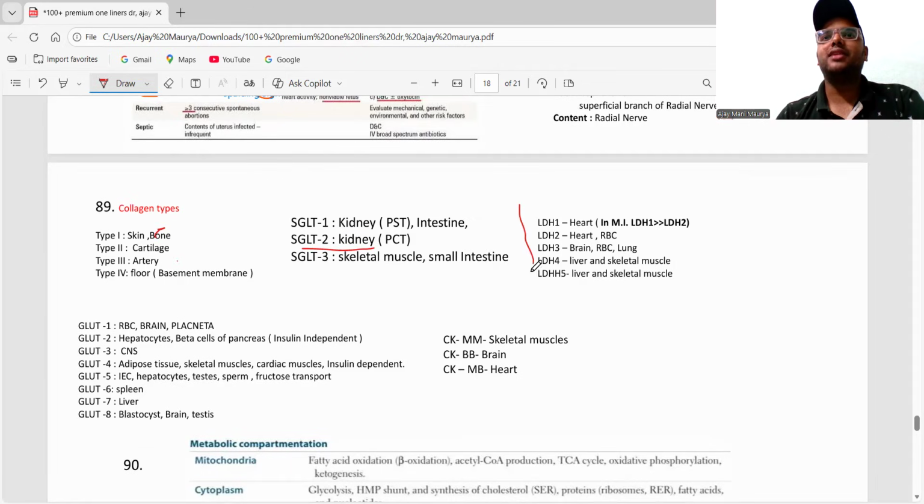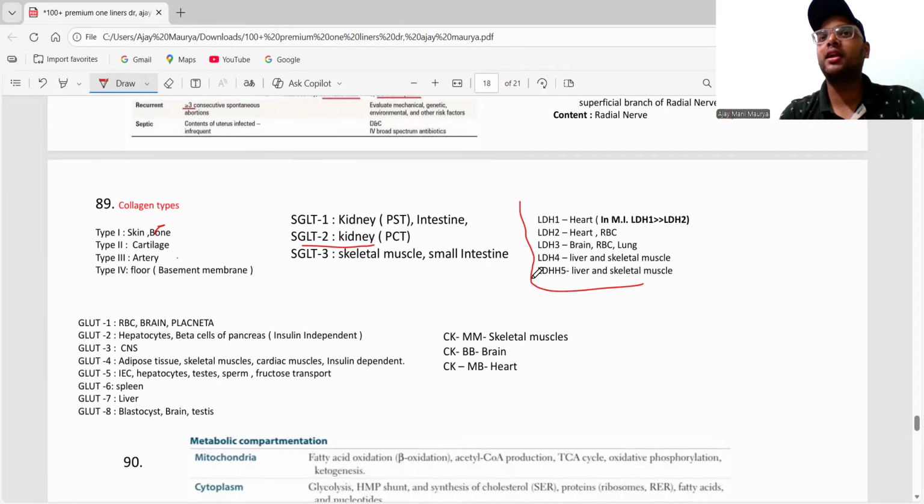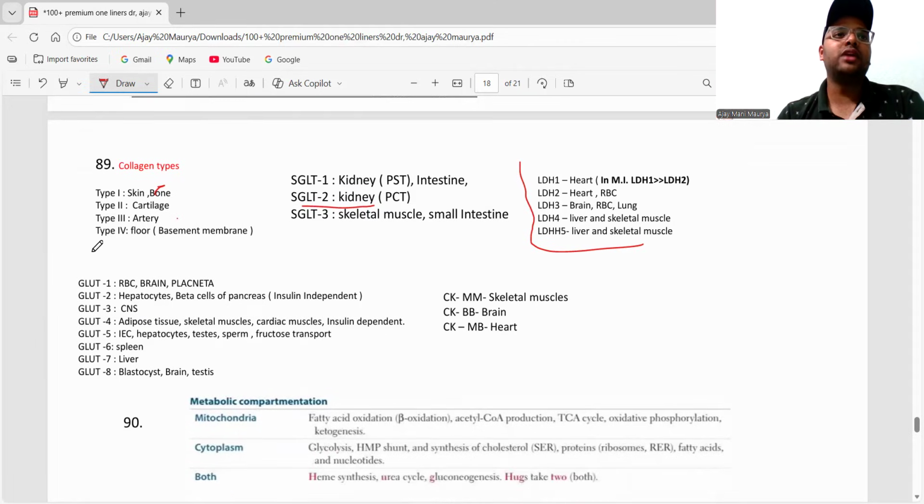Done. LDH: L1, 2, 3, 4, 5. But memorize it by rote. Next, GLUT 1, 2. GLUT 2 is insulin independent. GLUT 4 is insulin dependent.